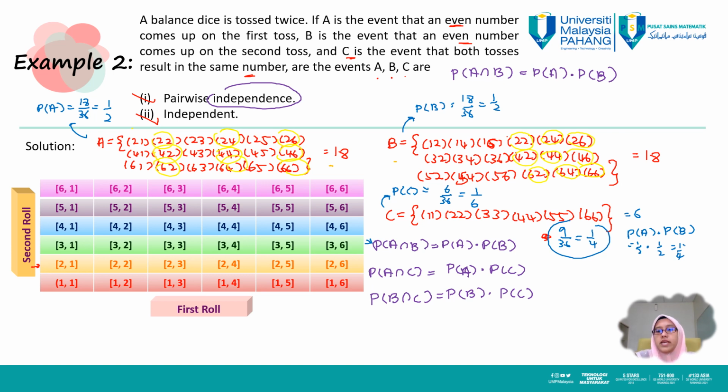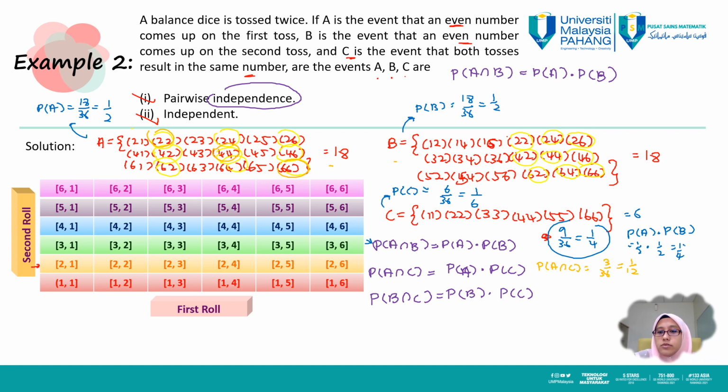Okay, how about P(A intersect C)? Let's check A and C. We have 2, 2, 4, 4, 6, 6 only. We don't have 1, 1, we don't have 3, 3, we don't have 5, 5. That means P(A intersect C) is equal to 3 over 36, which is equal to 1 over 12.